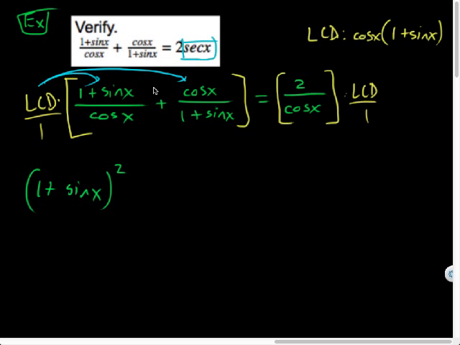Let's see, multiplying the second fraction. What cancels out? The 1 plus sine x with the 1 plus sine x, leaving a cos x times a cos x. So that's going to be plus what? cos x squared. Yep. And on the right-hand side, the cos x and the cos x, leaving a 2 times the 1 plus sine x.